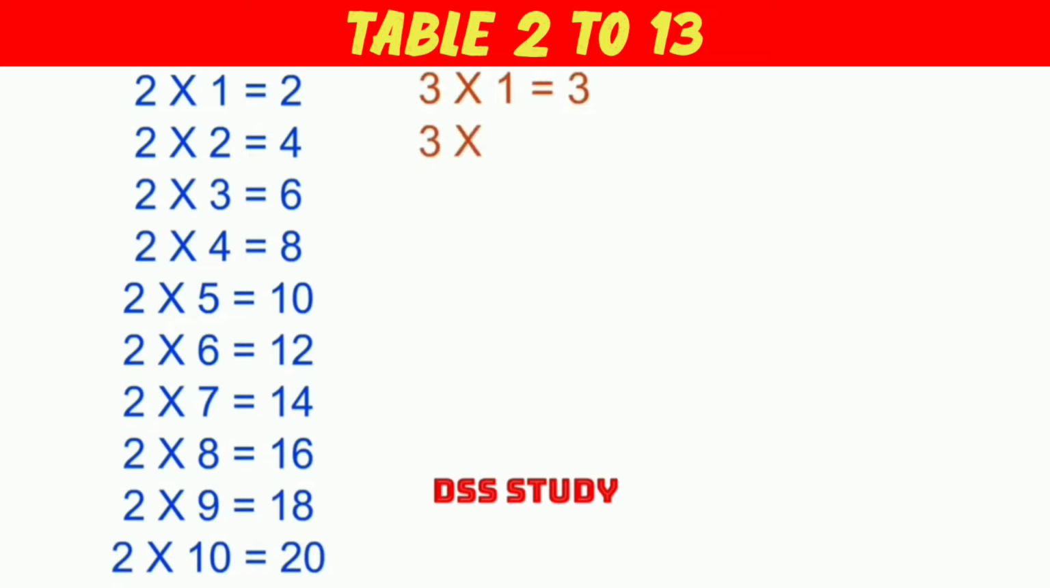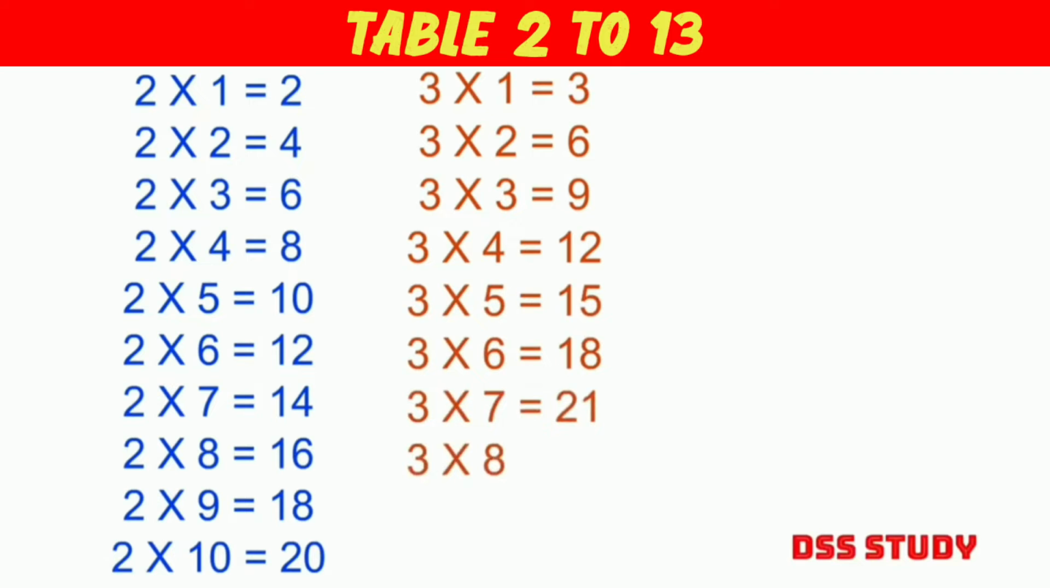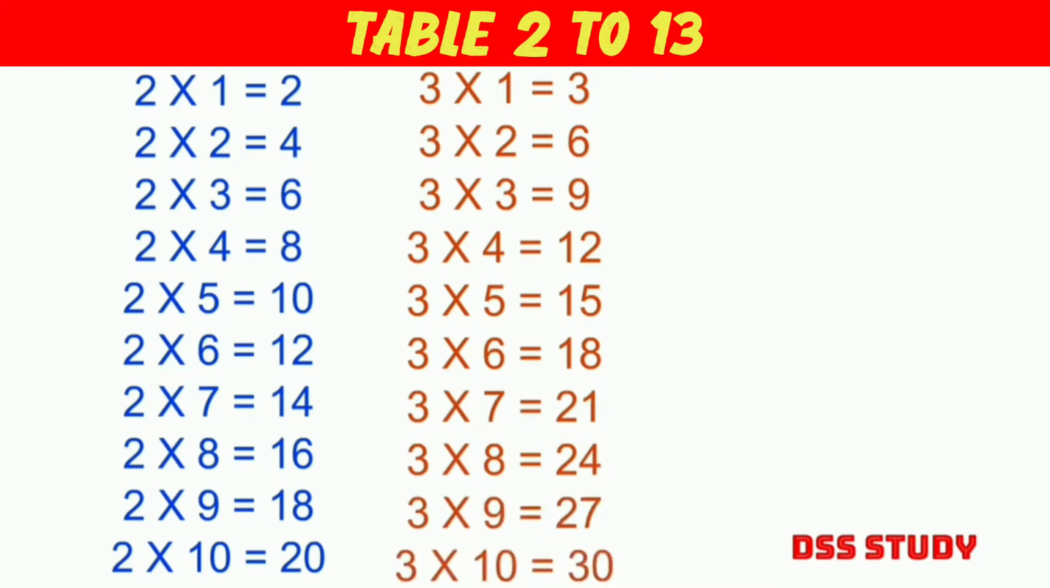3 1 is 3, 3 2 is 6, 3 3 is 9, 3 4 is 12, 3 5 is 15, 3 6 is 18, 3 7 is 21, 3 8 is 24, 3 9 is 27, 3 10 is 30.